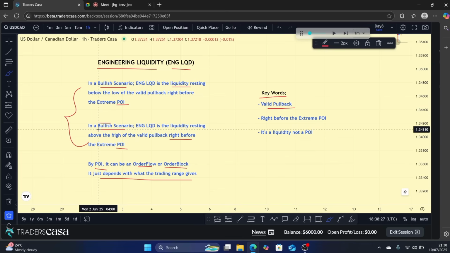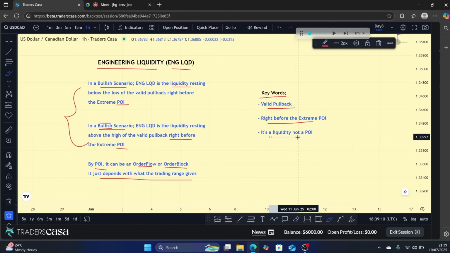I have said this one here is a bearish scenario, that's a typing error. Another keyword is that it should be right before the extreme POI, the valid pullback right before the extreme POI. That's very important. Finally, engineering liquidity is a liquidity, not a POI. I find some people marking the engineering liquidity as a point of interest or a zone, but it's not a zone. You can just draw a line, the way we mark inducement. Let's say it's a valid pullback high, just draw a line at the high, and the liquidity resting above that high, that buy side liquidity, is what we call the engineering liquidity, as long as it's right before the extreme POI.